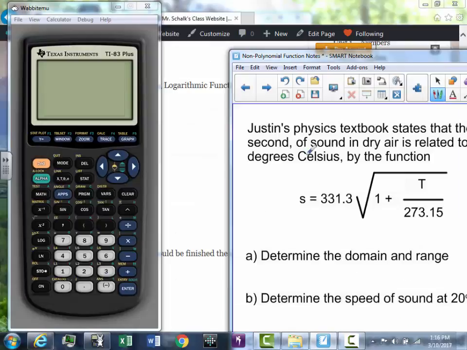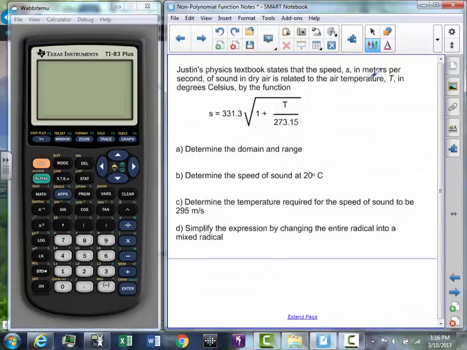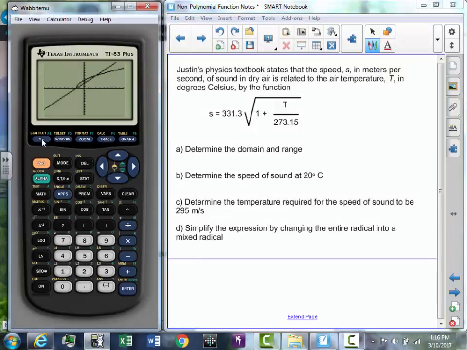Well, what a lot of kids are tempted to do is take this crazy function and try typing it into their graphing calculator. They go y equals 331.3 root, oops, that's not a root. Root 1 plus x over 273.15. They type that in their calculator, and then they go graph. And then they call me over and they say, Chris, what's wrong?